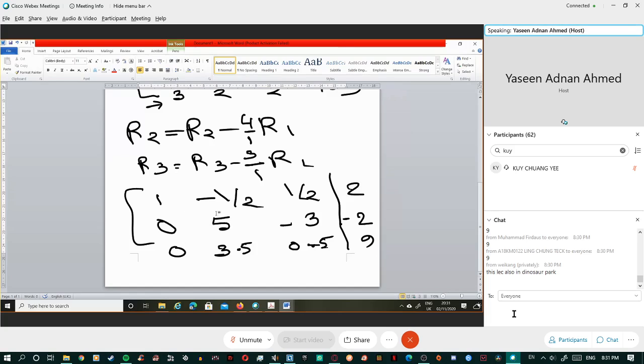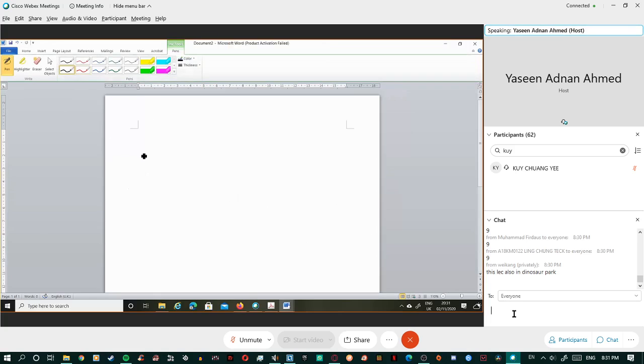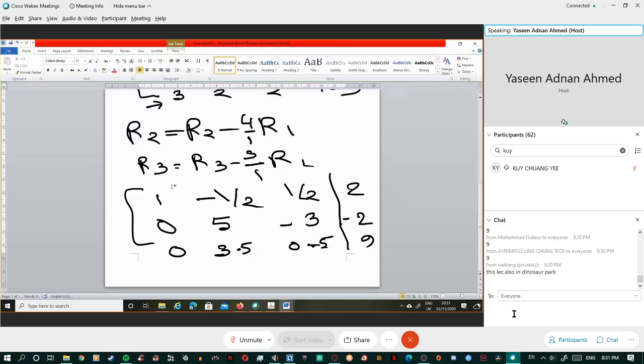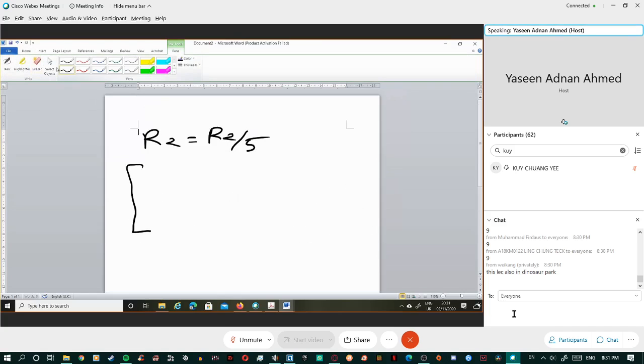This is 5. Now you need to make it 1. How can you make it 1? You need to divide the row R2 by 5. So your R2 will be R2 by 5. I'm not changing R1, so that should be 1. Maybe I just write fractions. If you don't want to write fractions, you can write in division form, it's also okay.